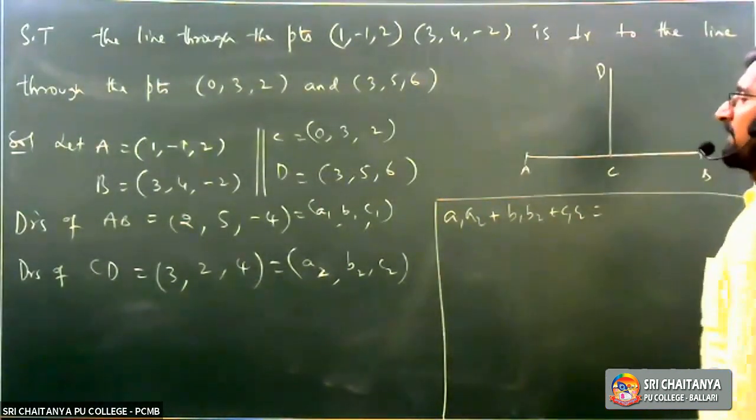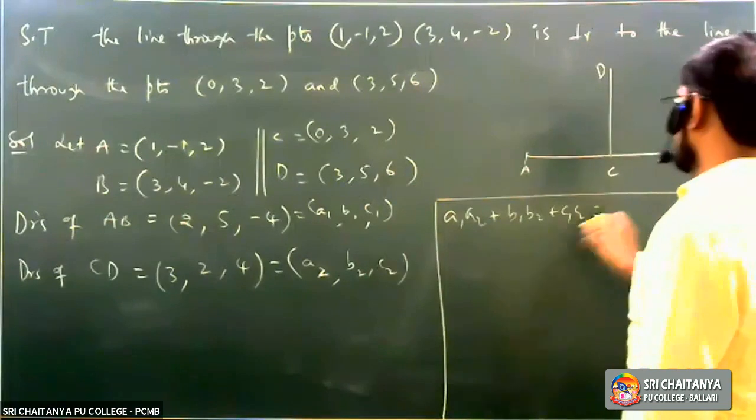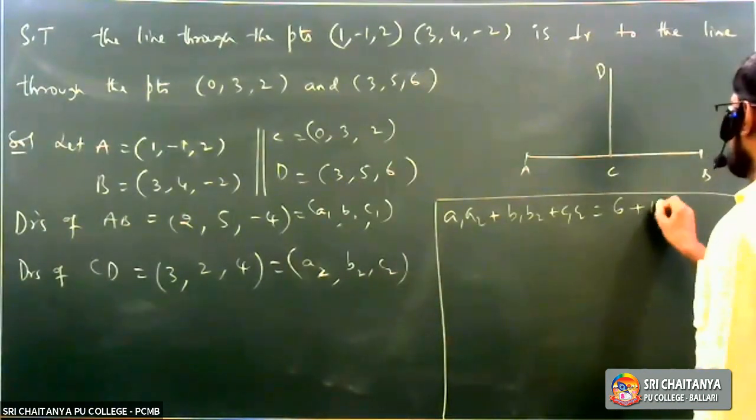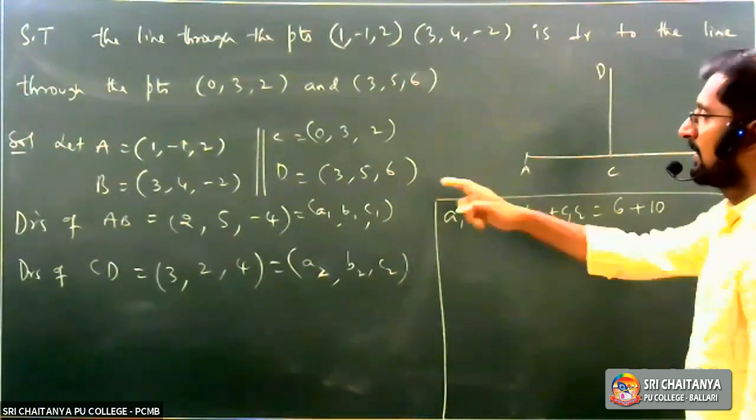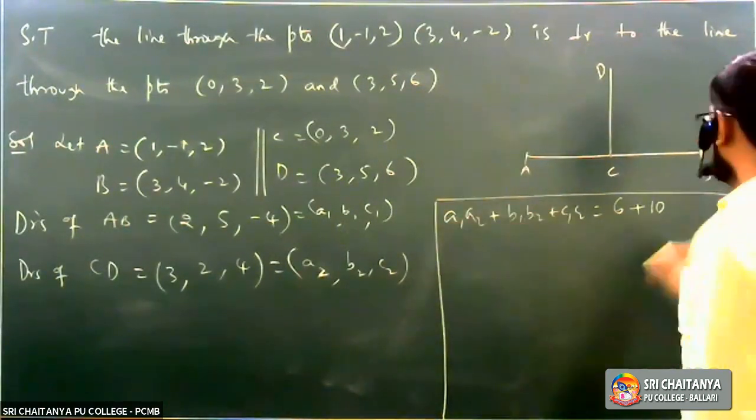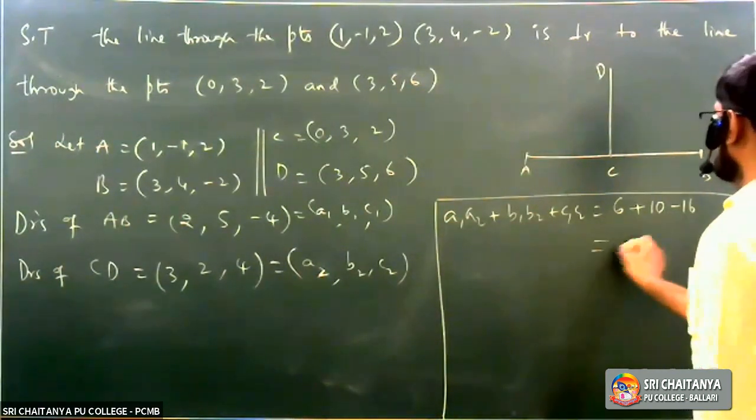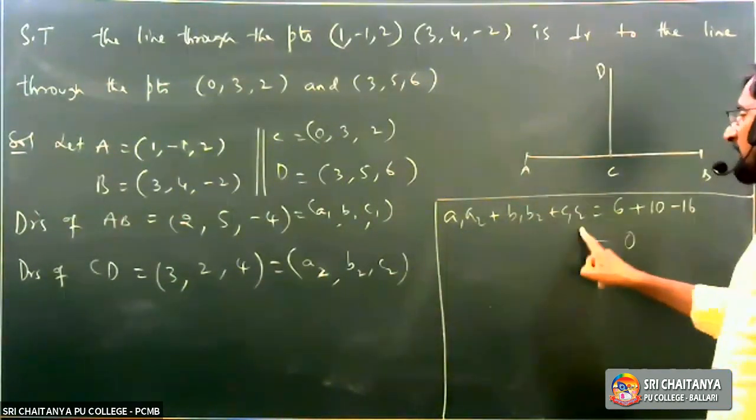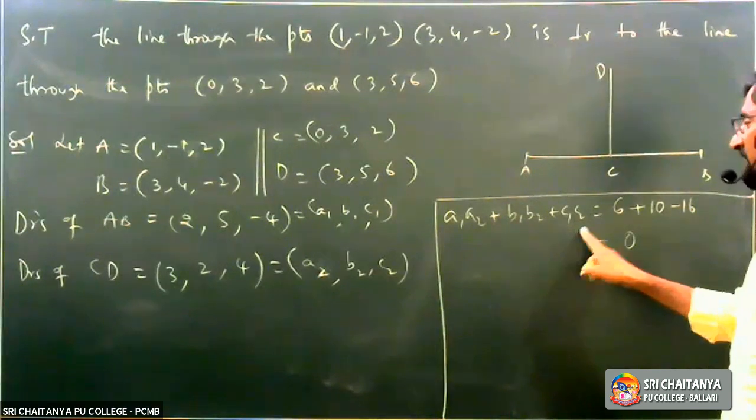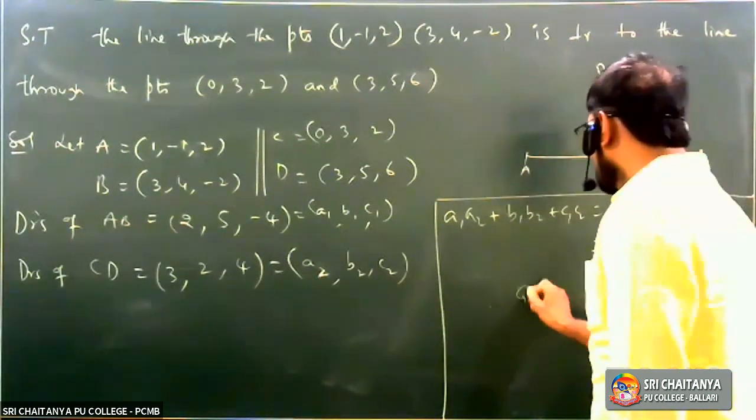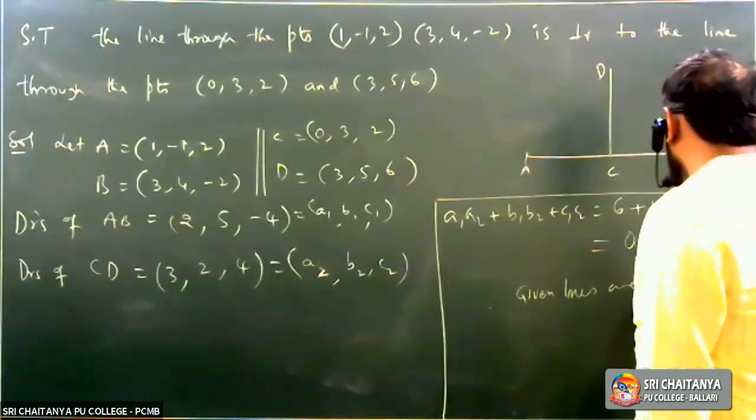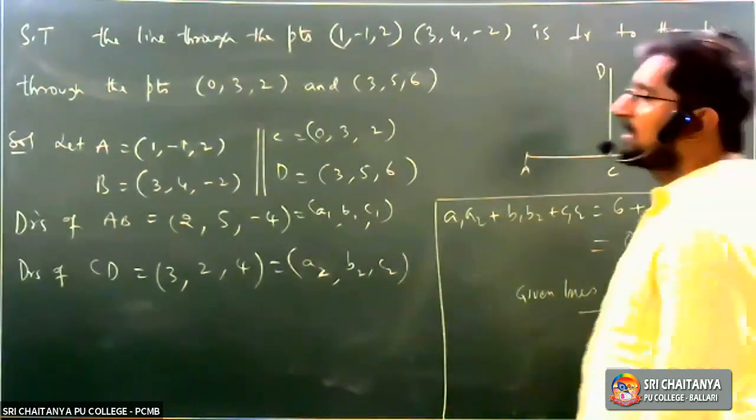What is the value of a1 a2? 2 threes are 6. b1 b2 is plus 10, and c1 c2 is minus 16. Observe, the value is 0. That means if a1 a2 plus b1 b2 plus c1 c2 is equal to 0, therefore the given lines are perpendicular. Okay, you copy this one.